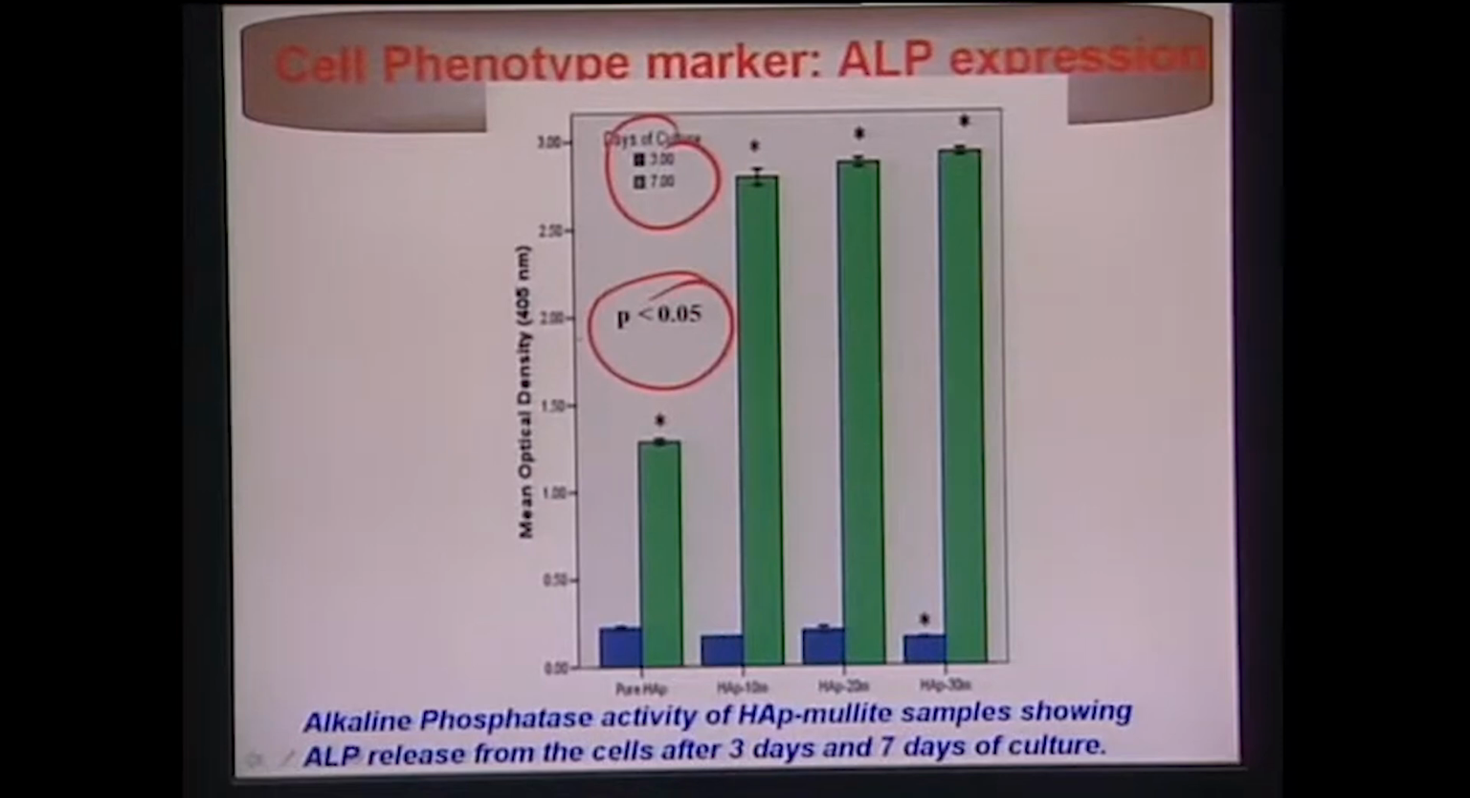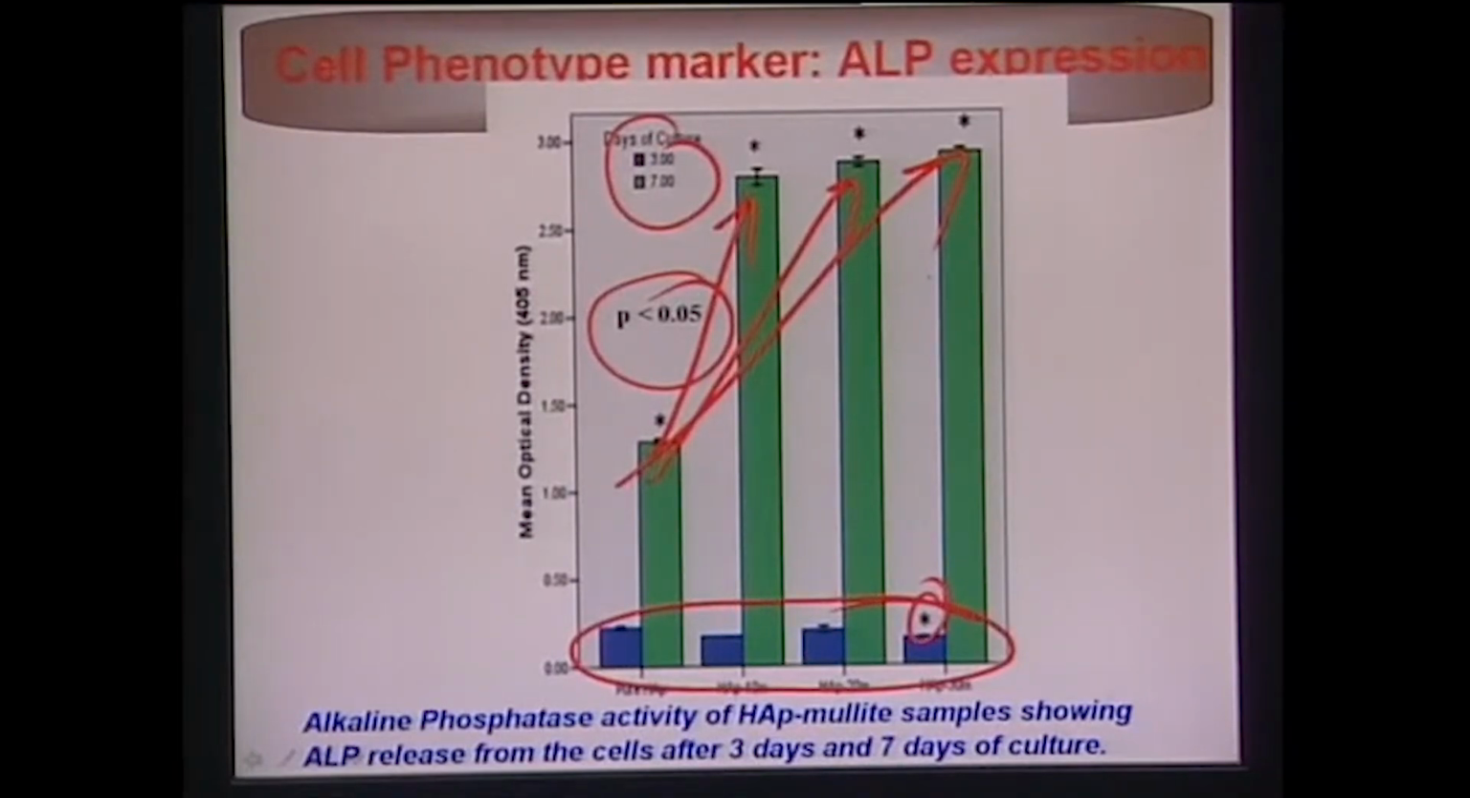And what you see here is that for the 3 days, the pure hydroxyapatite and the 10, 20, 30 mullite do not show any statistically significant difference, except this one. But here at 7 days, the difference is quite significant. If you see, compared to hydroxyapatite, for all these materials with 10, 20, 30, a significant difference is obtained.